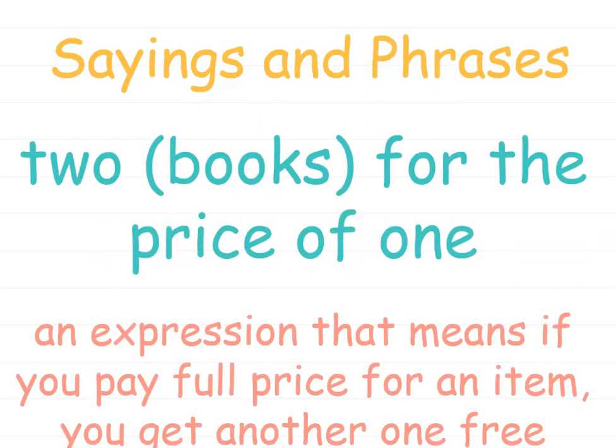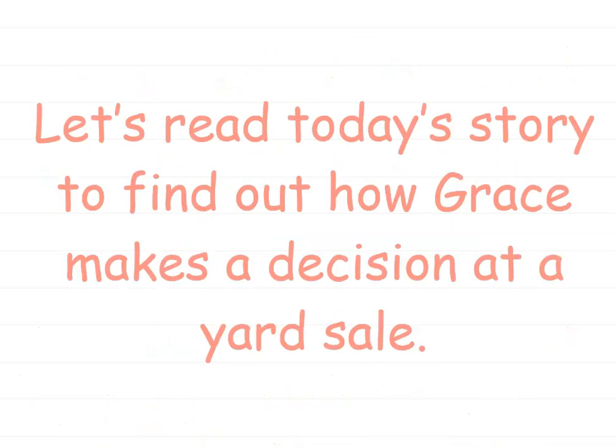Listen to this saying and phrase. 2 for the price of 1. 2 for the price of 1 is an expression that means if you pay full price for an item, you get another one free. Let's read today's story to find out how Grace makes a decision at a yard sale.